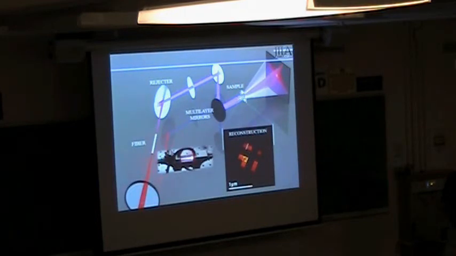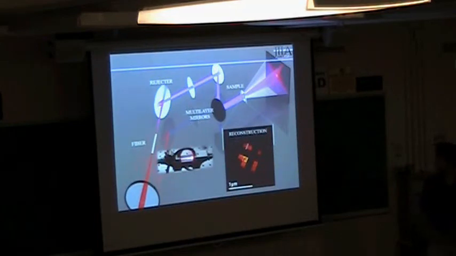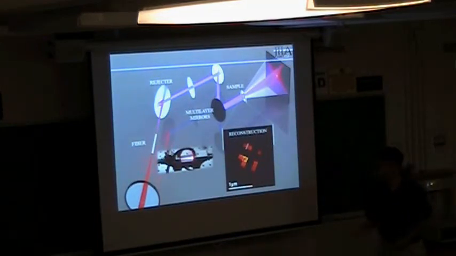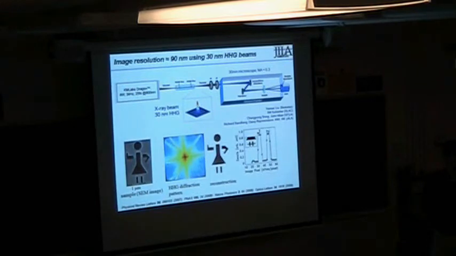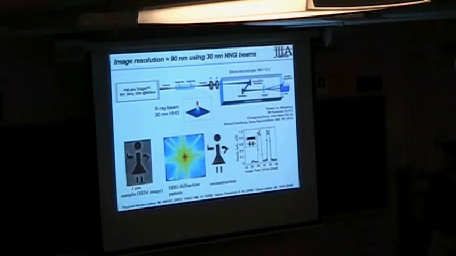So then after the sample, like I said, we don't have any optics in between the sample and the detector, so we just let the light propagate into the Fourier transform, and this is an example of reconstruction of a micron scale object we can obtain. So we started out working mostly at 30 nanometer illumination wavelength.